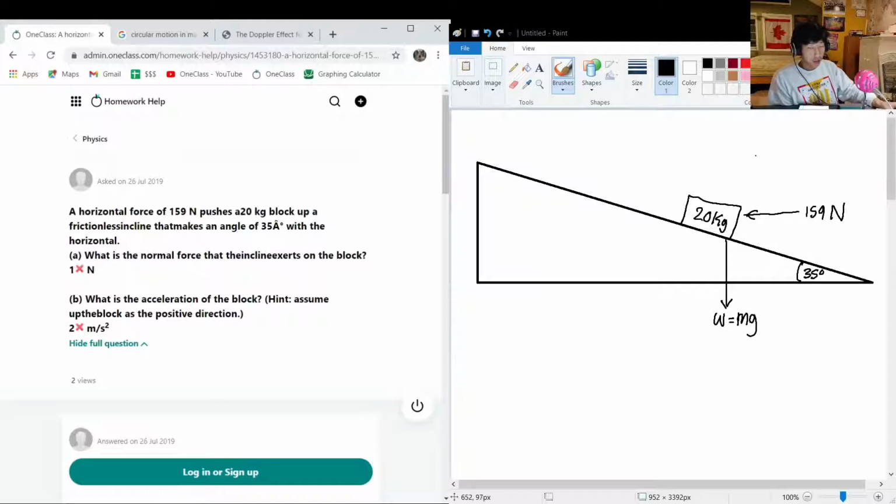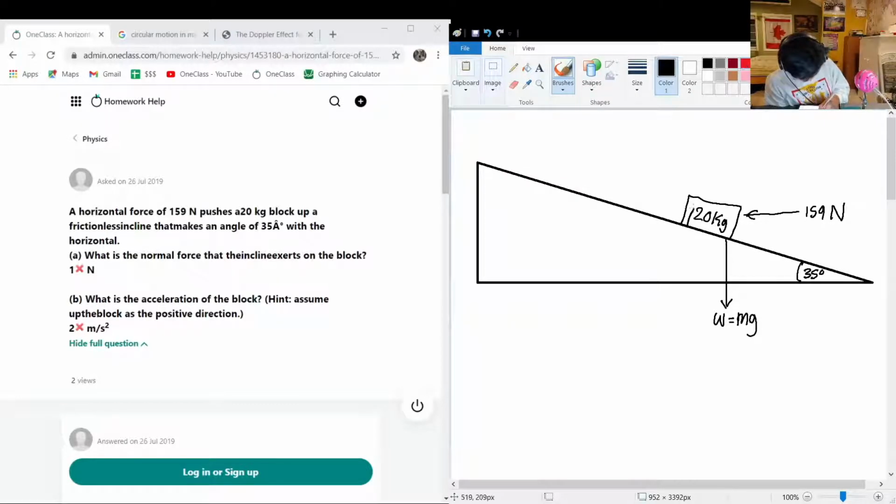But how come this block isn't falling through the ramp? It's because the ramp has an opposing normal force, and we have to consider that. And that's another thing that we want to solve as part of this. The first part of the question is trying to tell us what is the normal force. Okay, I'm just going to draw that in a different color so it's very clear and distinct.